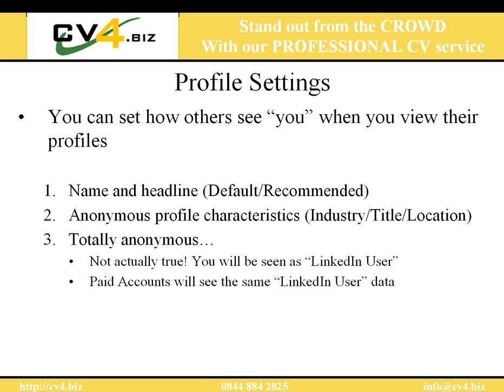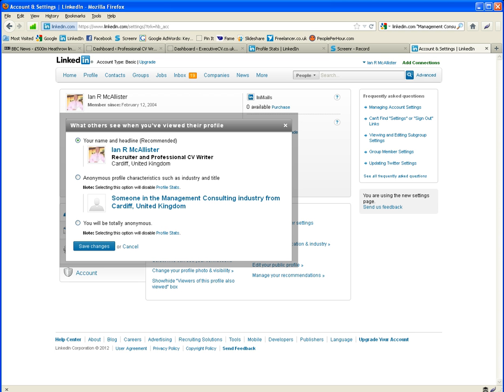Now, in terms of your profile settings, you can set how others see you when you view their profiles. There are 3 default settings that LinkedIn provides you with. Number 1 is effectively a small business card. It's a name and headline with your photograph. That's the default and recommended setting from LinkedIn. Number 2 is anonymous profile characteristics. That basically summarizes you as an industry, a title and a location. Or number 3 is totally anonymous. Now, number 3 is not actually true. You will still be seen in the statistics package as a LinkedIn user, and paid accounts will see the same LinkedIn user data, so there's no advantage there between free or paid accounts.